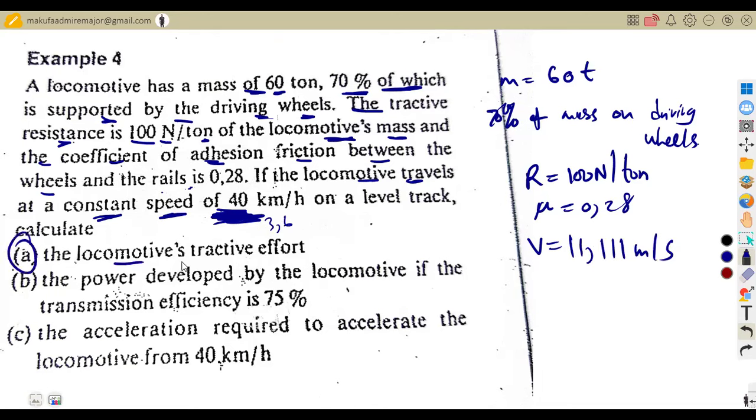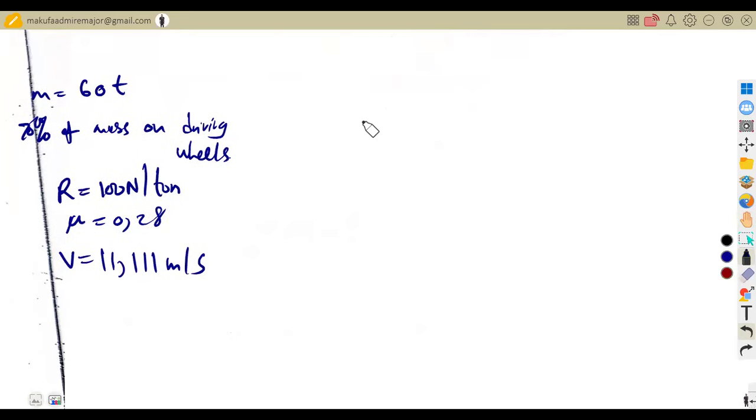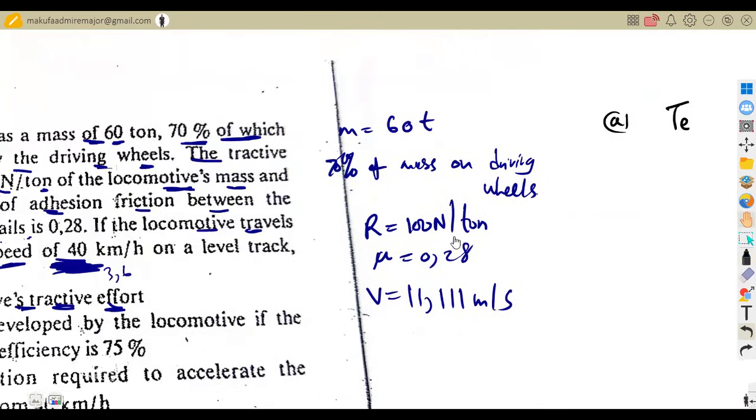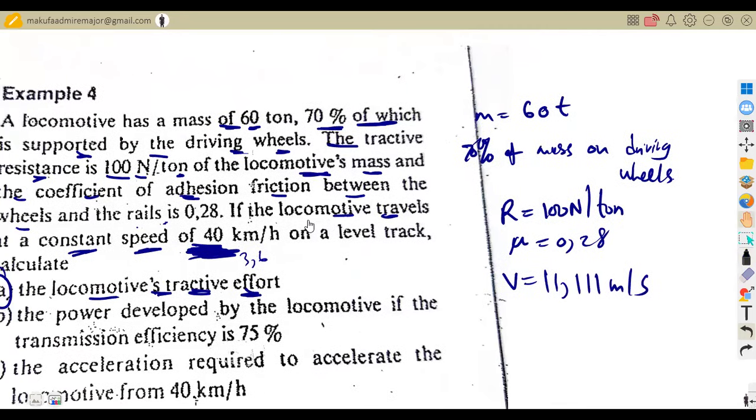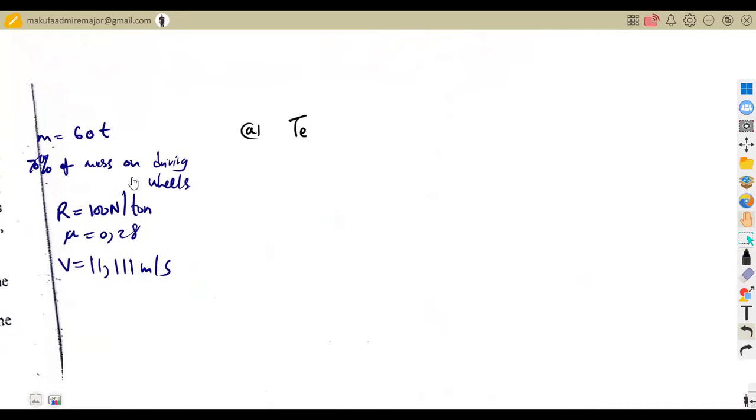So the first question was to calculate the locomotive's tractive effort, which is TE. So how are we going to have our tractive effort in this case? Remember, this is just given on level ground. It's not going up. We are given that 70% of the mass was given to the wheels. So it follows that your tractive force in that case is going to be given by this formula.